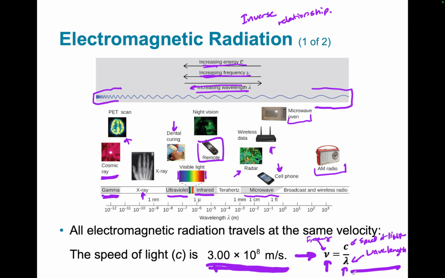And the thing to note about this is that there's a joke I like to say. The joke is, what's new? And then the response is c over lambda. So just remember that, okay? What's new? c over lambda. So you always know what the formula is for determining either the frequency or the wavelength, okay?